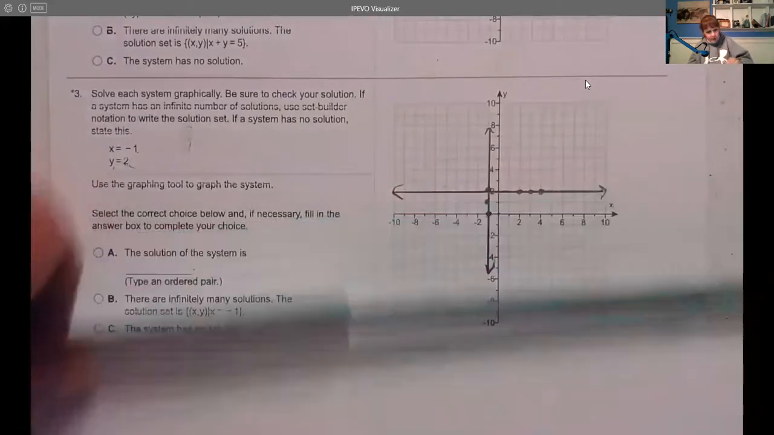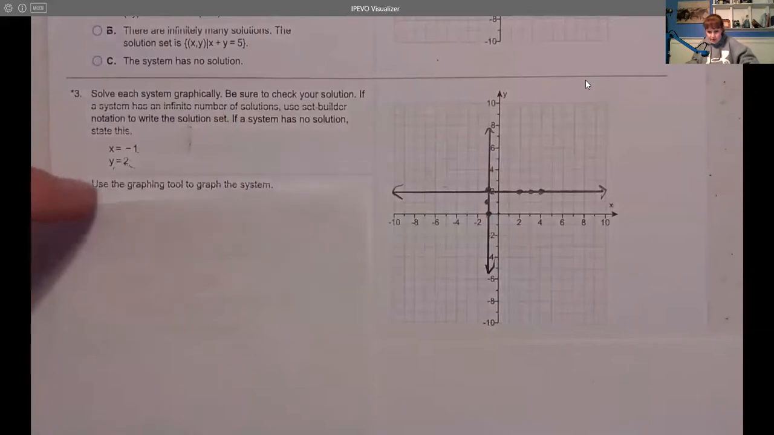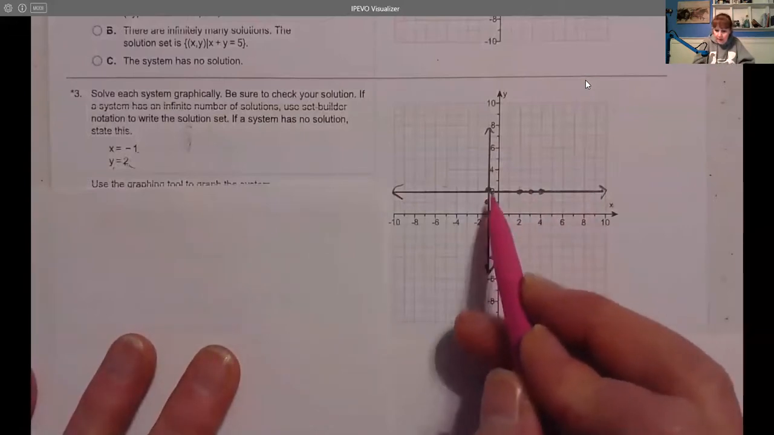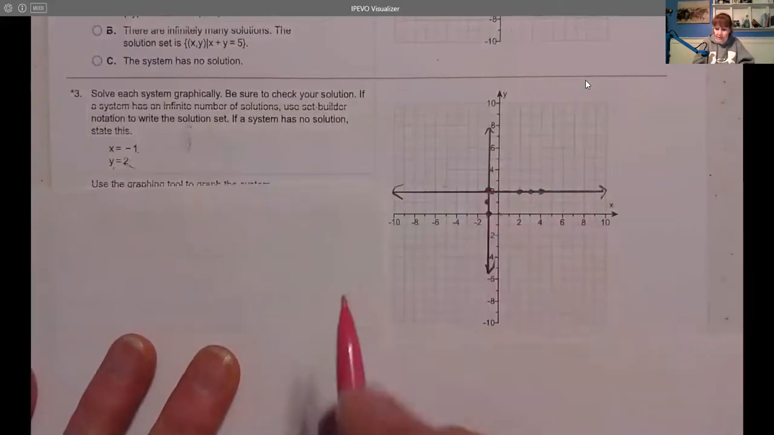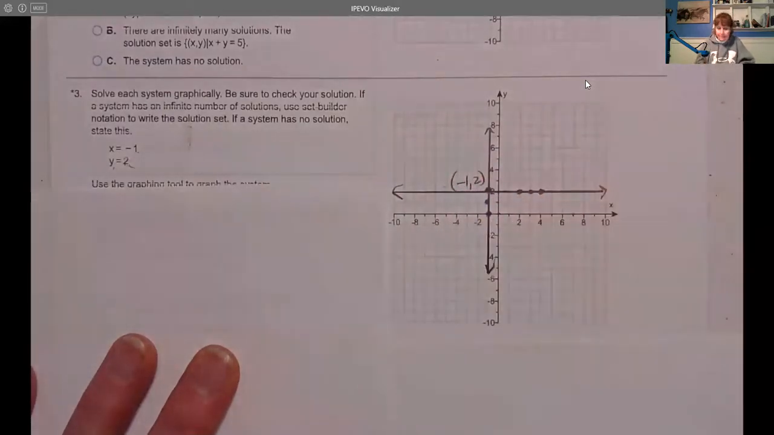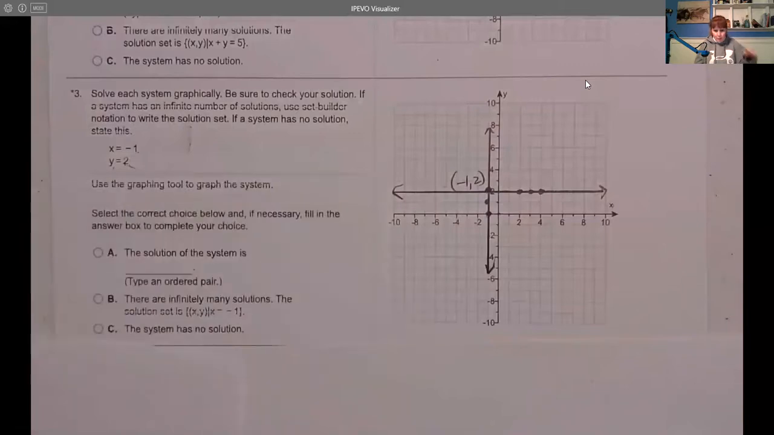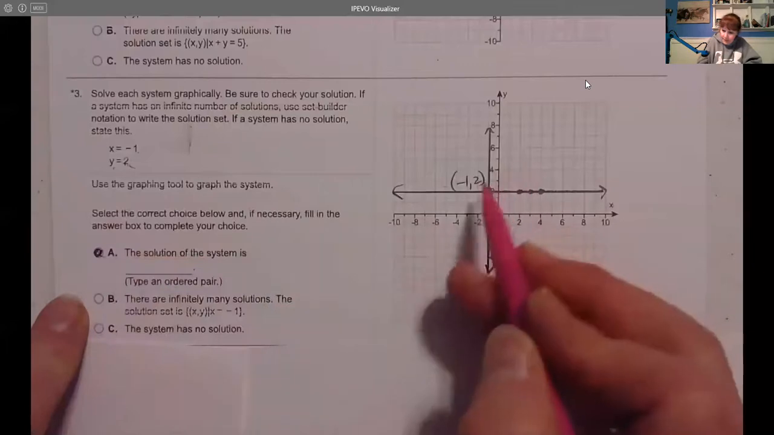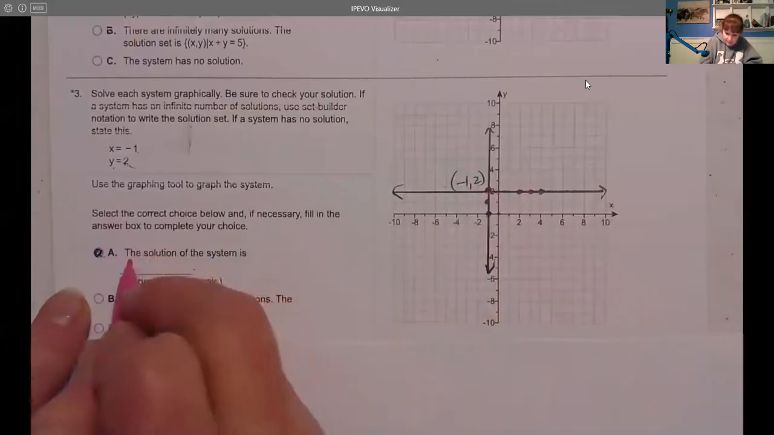So what we have here then are two equations that are graphed. What ordered pair works in both of them? That would be the intersection point. And the intersection point is going to be -1, 2. That's our intersection point, -1, 2. That's a solution to the system. Some of the wording: the solution of the system is -1, 2.